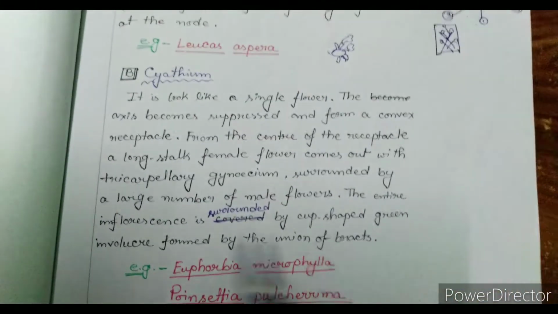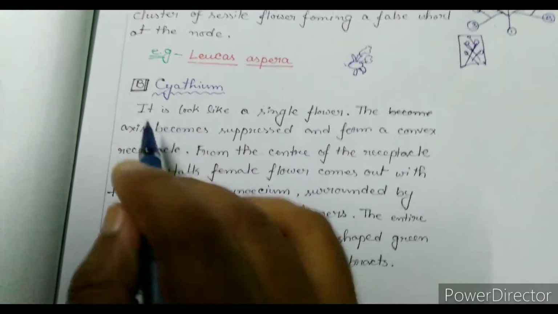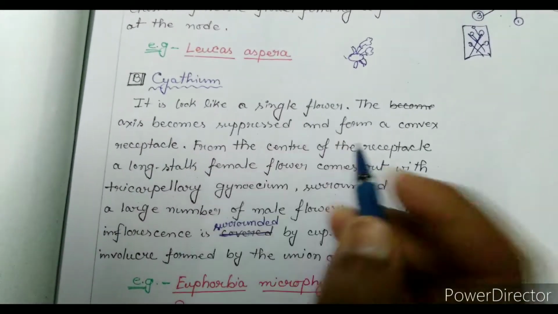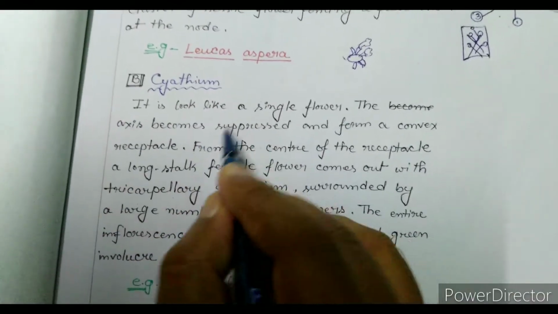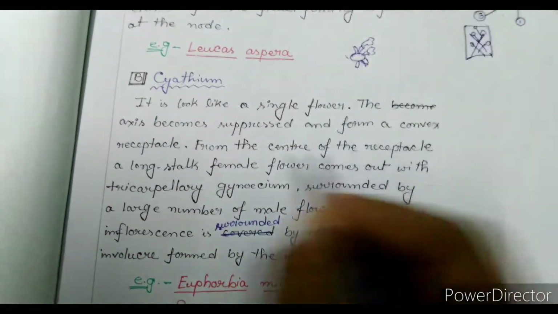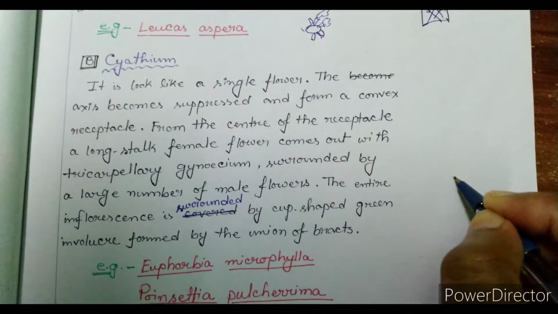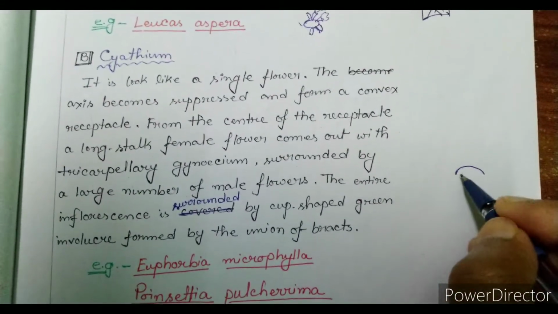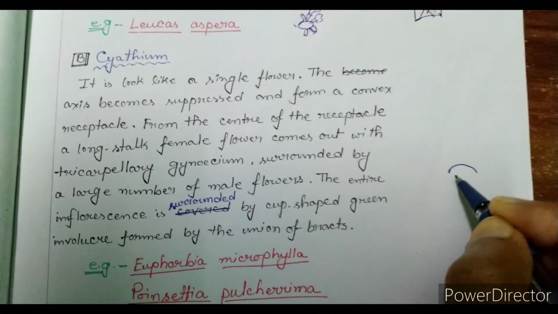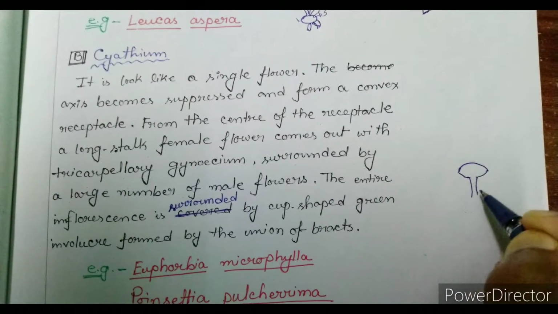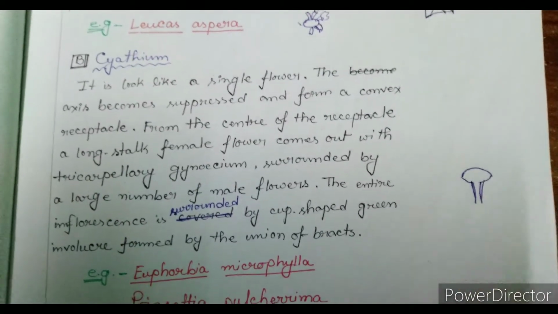Now next we discuss cyathium. It looks like a single flower. The axis becomes suppressed and forms a convex receptacle. This is a convex receptacle, a convex structure.